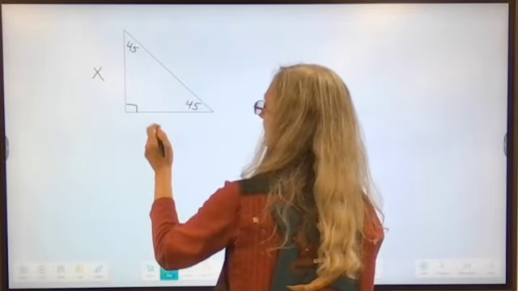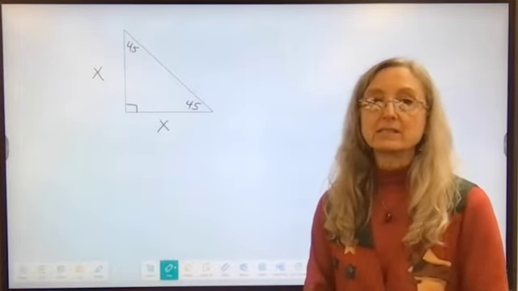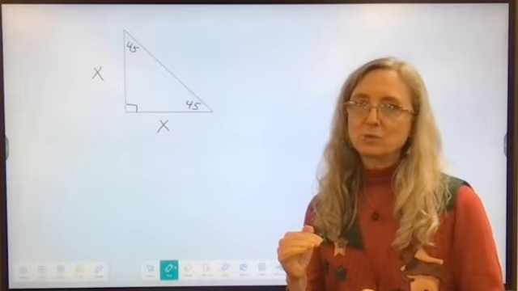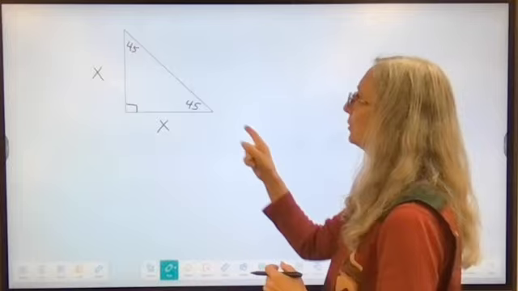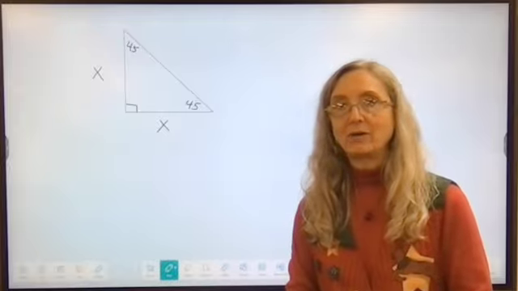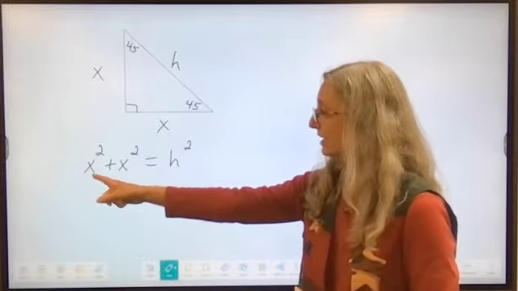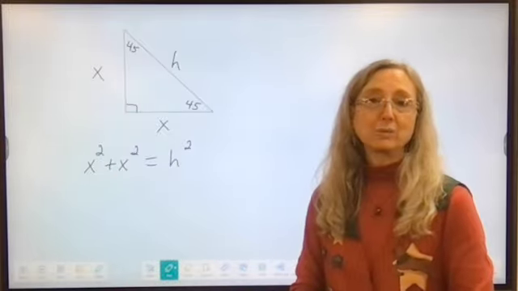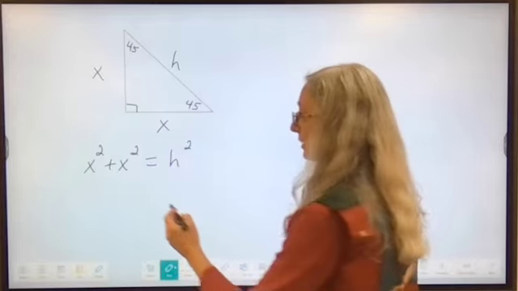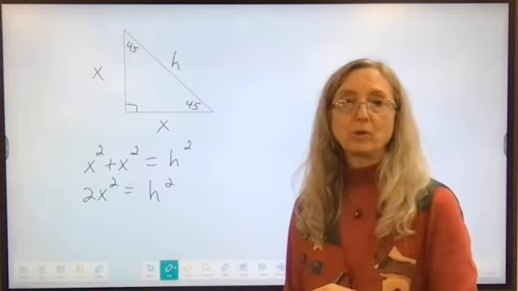That means this leg is also x. My legs are both the same because it's isosceles. If I do the Pythagorean theorem, then x squared plus x squared will equal my hypotenuse squared. Let me show you what that would look like. So I put an h for the hypotenuse. x squared plus x squared will equal the hypotenuse squared. Since these are like terms, I can combine them. I have 2x squared, and 2x squared will equal the hypotenuse squared.